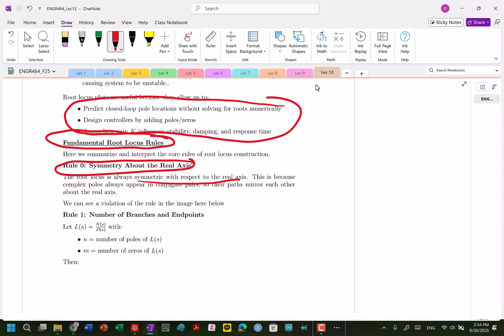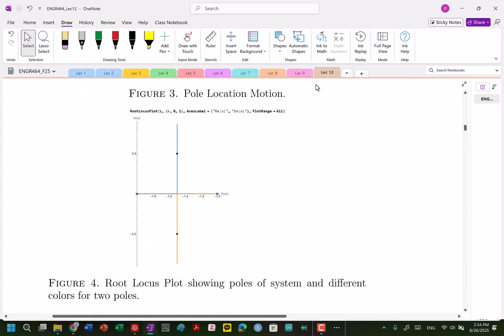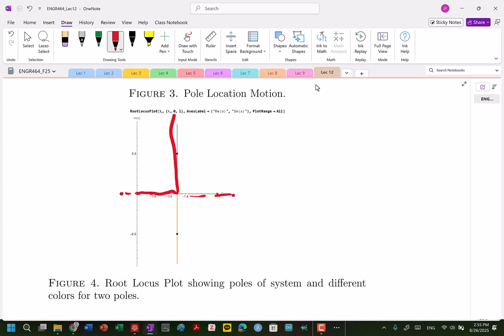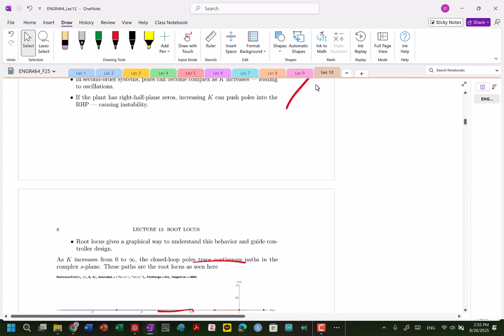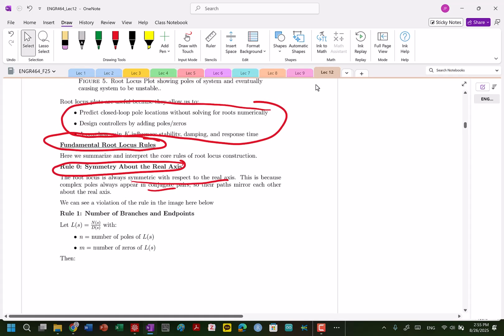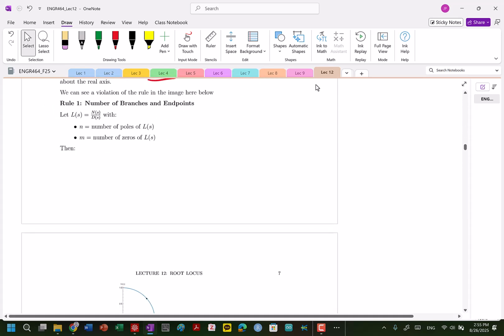The reason is that complex poles appear in conjugate pairs, so they mirror each other about that real axis, and we can see that well illustrated here. If this moves up here, we need to mirror that behavior about the real axis, the x-axis. So that is rule 0. Pretty easy, right? If only all the rest of them were so simple.